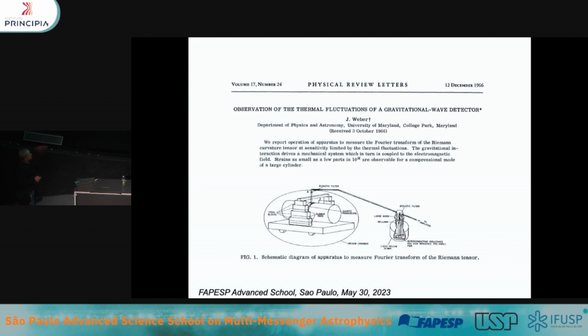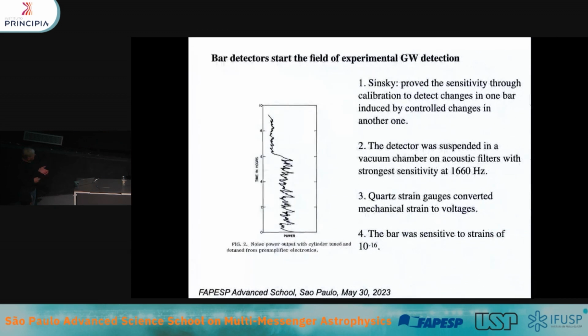So this is the first paper in Physical Review Letters about his bar. And he said, we report operation of apparatus to measure the Fourier transform of the Riemann curvature tensor. So it's interesting how he reports and presents this. But it was very serious, and he got these instruments to be sensitive to strains of 10 to the minus 16. We know nowadays that this is 5 orders of magnitude higher than what was required. But it was a first step, and particularly because it called the attention of a group of experimentalists who thought harder about different ways of detecting gravitational waves.